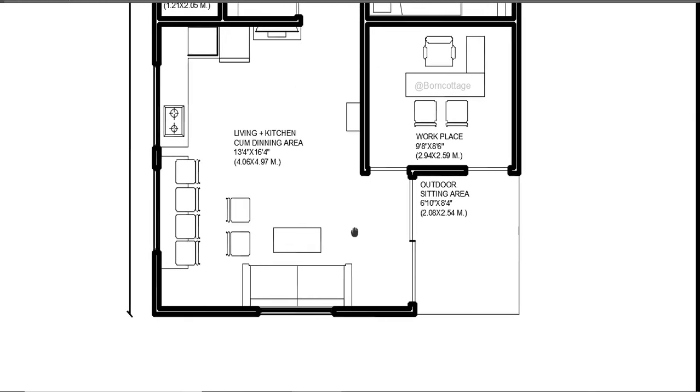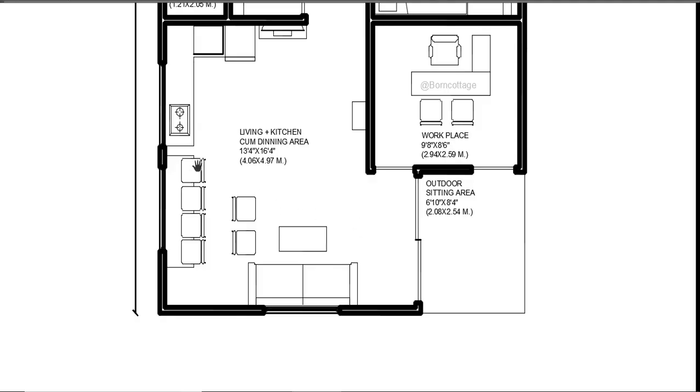So we have living plus kitchen cum dining area here. The size of this area is 13 feet 4 inches into 16 feet 4 inches, in meter 4.06 into 4.97 meter. You can see here the sofa arrangement, tea table arrangement, and 2 chairs. And we have a dining counter with 4 chairs, and a kitchen counter with burner, sink, and refrigerator arrangement, and a TV unit on the front wall. We have a wash basin here and 3 large size windows for ventilation of this area. After that we'll go on the right side.